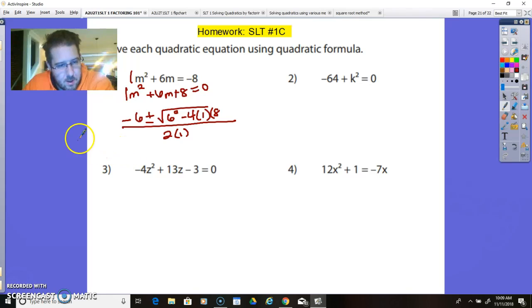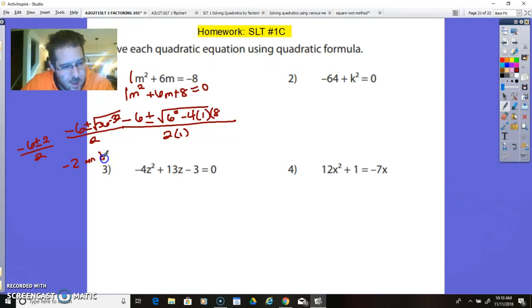Okay, so that's going to become negative 6 plus or minus the square root of 6 squared, which is 36. Negative 4 times 1 is negative 4, times 8 is negative 32. Looks like the discriminant is 4. 36 minus 32 is 4. Square root of 4 is 2. So you get negative 6 plus or minus 2 over 2. Negative 6 plus 2 is negative 4. So it looks like we get negative 2 is one of the answers if you add. And if you subtract, you get negative 8. Negative 8 divided by 2 is negative 4. There's your 2 answers.